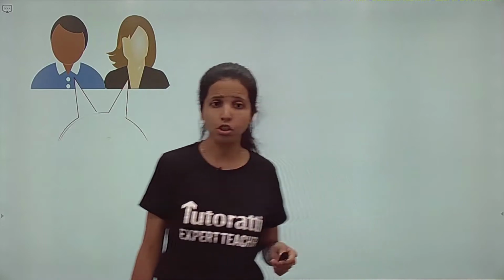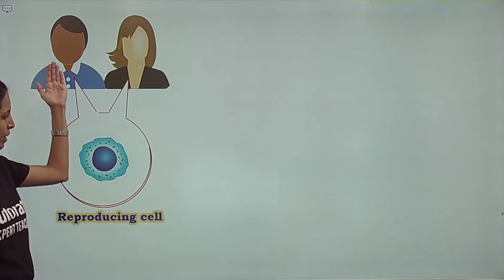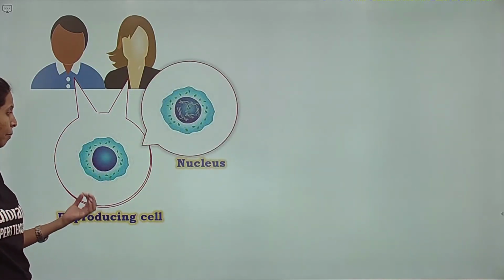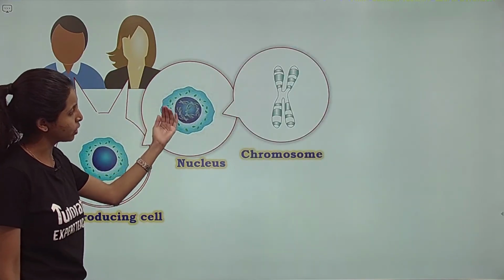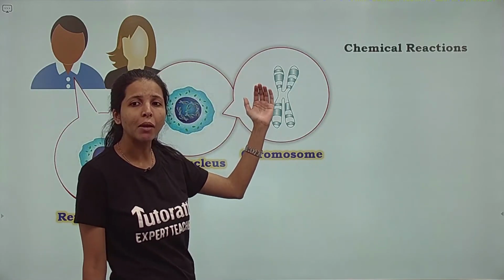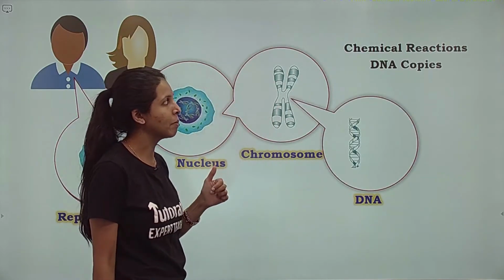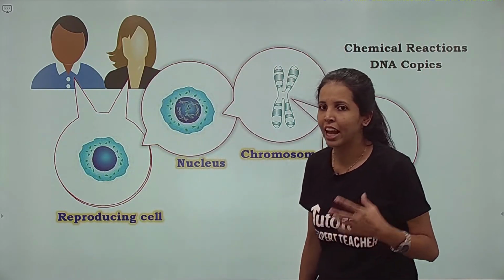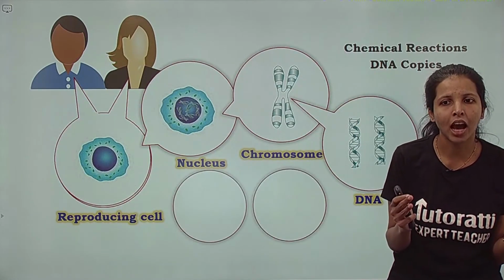Yes. So let us understand better. There is a female parent and a male parent. Their reproducing cells come close. They combine with each other. Now kids, we know that cell के अंदर होता है nucleus. Nucleus के अंदर होता है chromosomes. Chromosomes are made up of DNA. Absolutely correct. Certain types of chemical reactions take place over here, and thus the copies of DNA are produced.